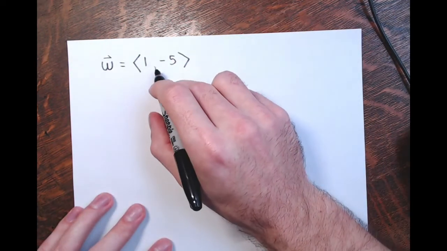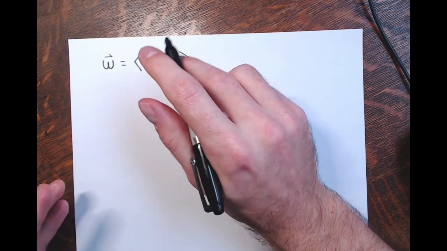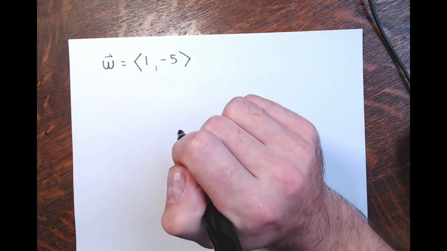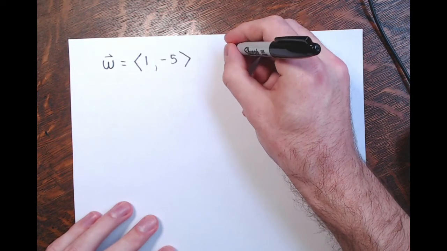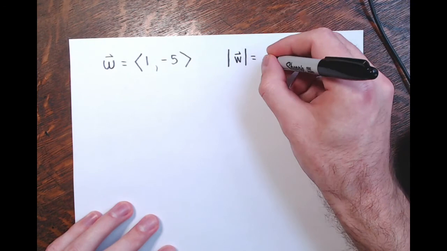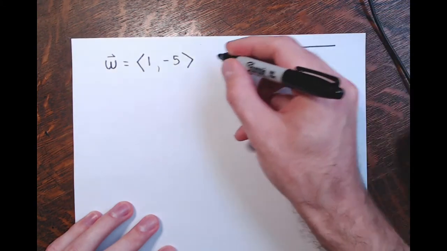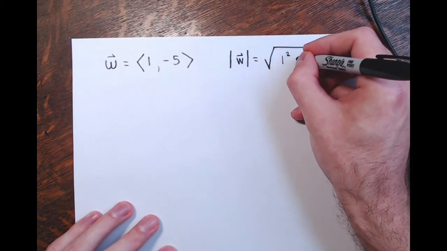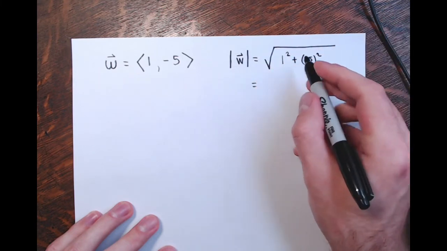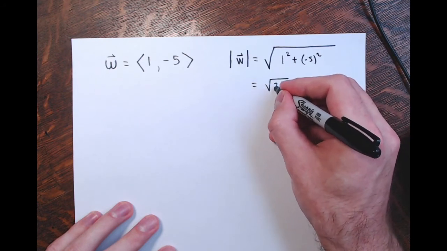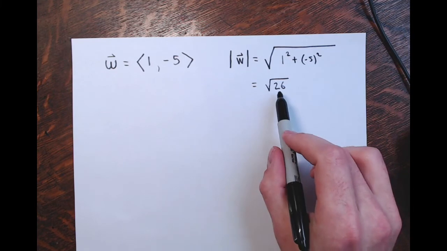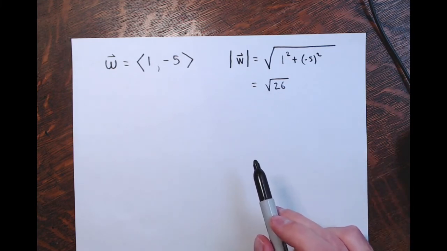Now, if the length of this vector is 1, then I can stop. This would be a unit vector, but it doesn't look like it's going to be. If I find the magnitude of W, the length of W, that's the square root of the first component squared plus the second component squared, and that's 1 plus 25, the square root of 26 units long, which is not 1. That's definitely bigger than 1. This is a little bit bigger than 5 units long.